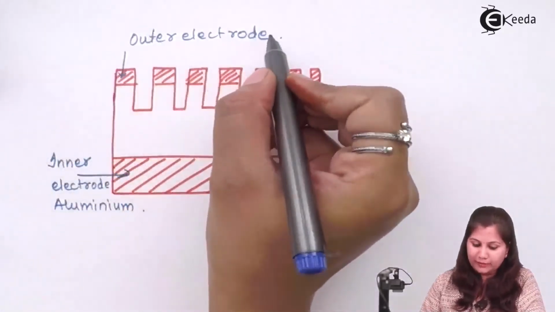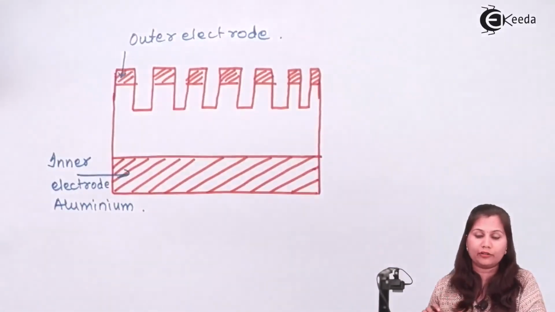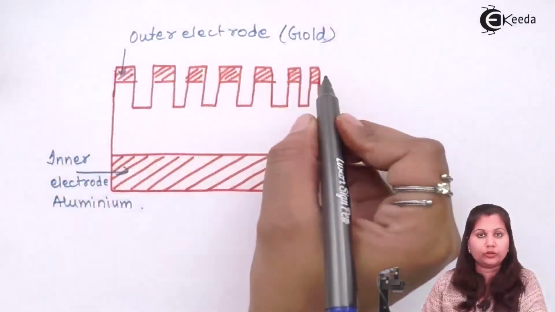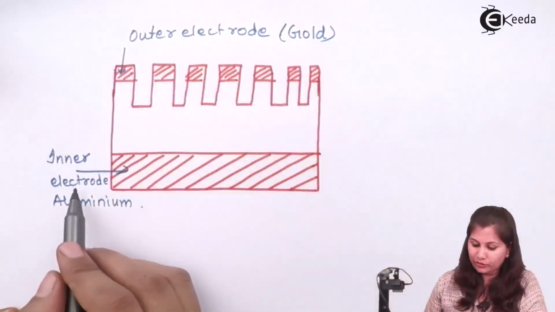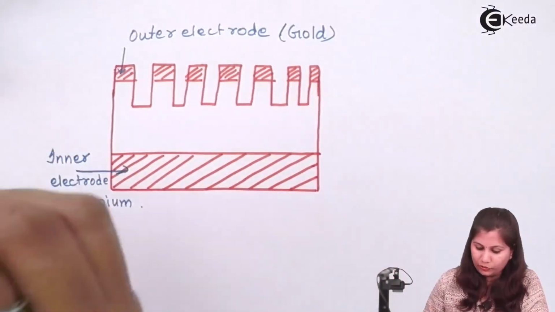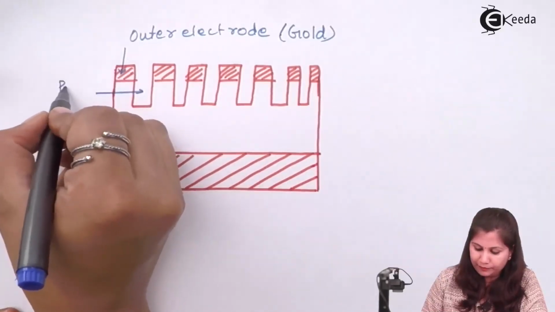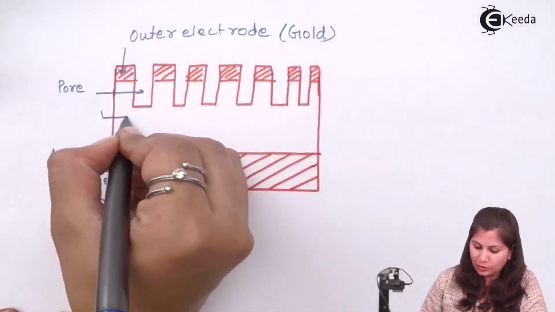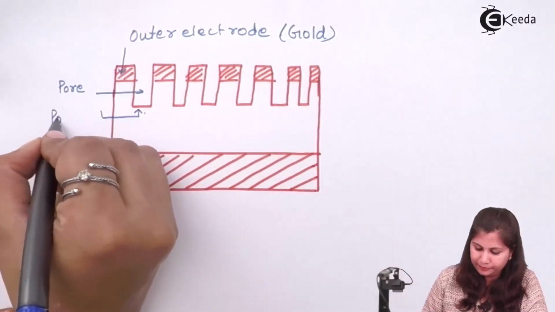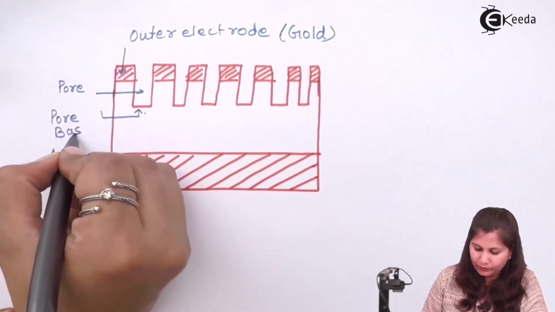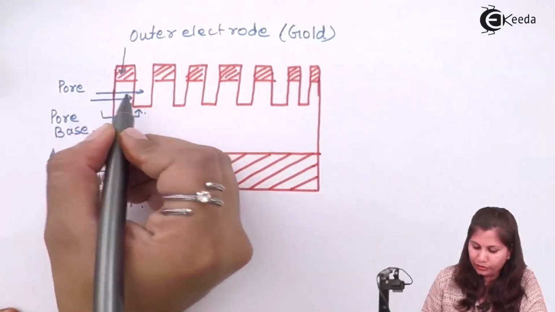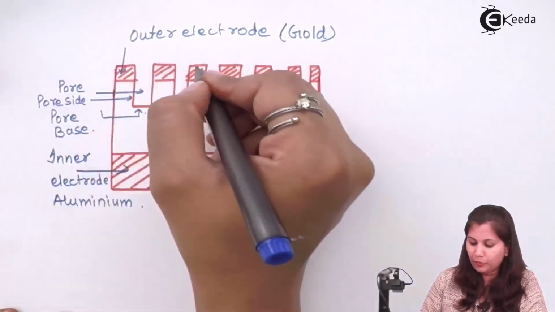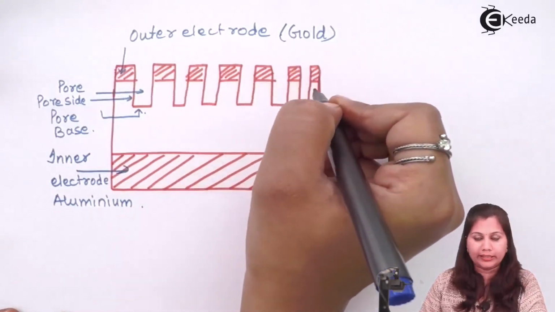This outer electrode is made by depositing a very thin layer of materials like gold coated over this electrode to form the outer electrode, and this is the inner electrode. Now this inner electrode has some pores in it. This is called the base of the pore, and this is the side of the pore, and these are the pores in between this outer electrode.